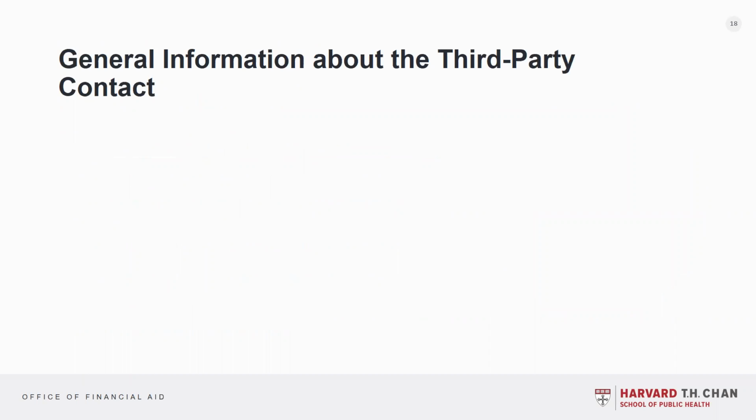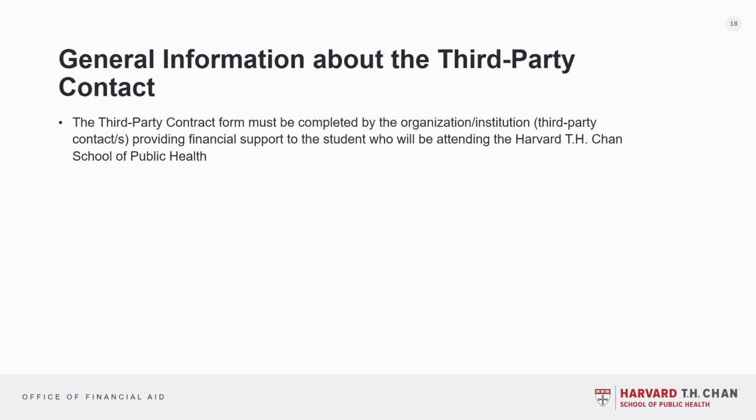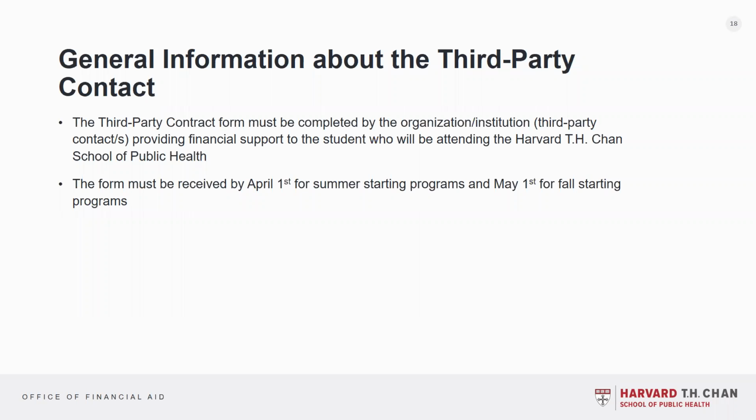Here is some general information about the third-party contract. The third-party contract form must be completed by an organization or institution that's providing the financial support to the student, and you will be attending here at Harvard Chan School of Public Health. The form must be received by April 1st for summer starting programs and May 1st for fall starting programs. The third-party contract is only in effect after you have matriculated, meaning after you have submitted your admissions reply form.